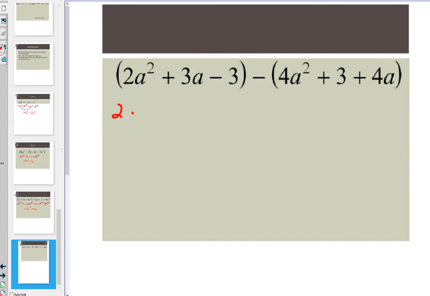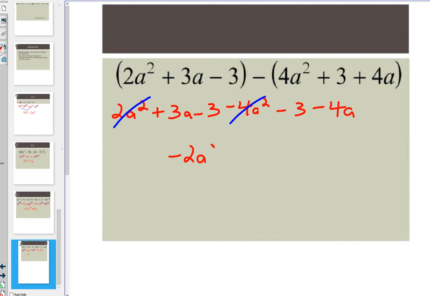So first parenthesis stays the same. Second parenthesis, all the signs change. So 4a squared becomes negative 4a squared. 3 becomes negative 3. 4a becomes negative 4a. If you then combine the like terms, los términos igual, you start off with the a squares. 2 minus 4 is not 2, it's negative 2, a squared.